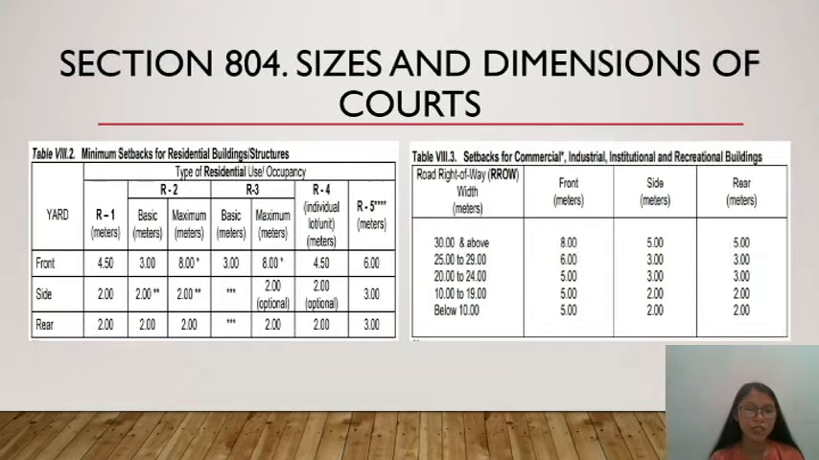So here is the table that represents the minimum setbacks for residential buildings or structures and the setbacks for the commercial, industrial, institutional, and recreational buildings.